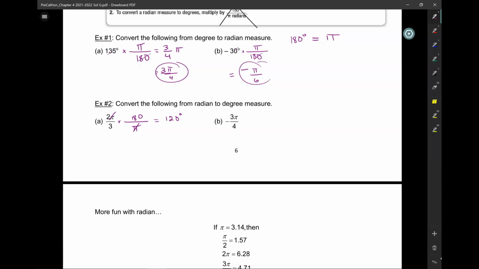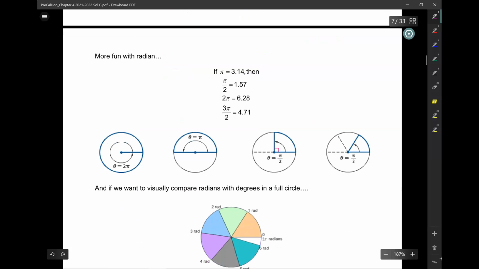Okay. Times fraction bar, pi goes on the bottom, 180 on top, and this will be negative 135 degrees. So you should be able to work through that without a calculator. Okay? Questions so far? All right.